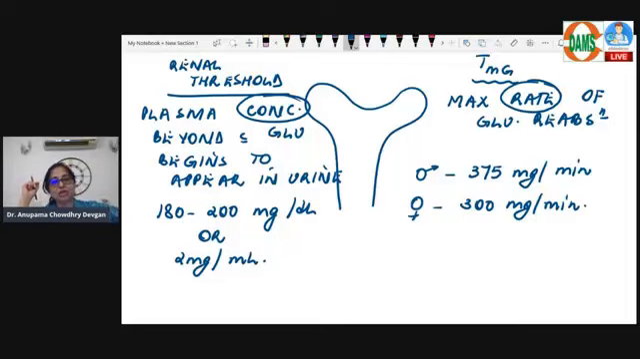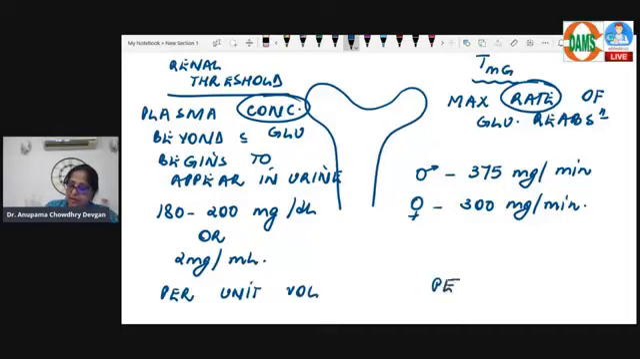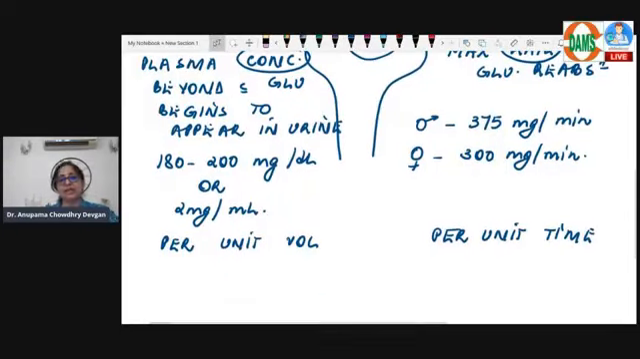This is TMG and renal threshold. Both are two absolutely different things. One is a concentration, so it is per unit volume, whereas TMG is a rate, so it has to be per unit time. So this is the difference between renal threshold and TMG.